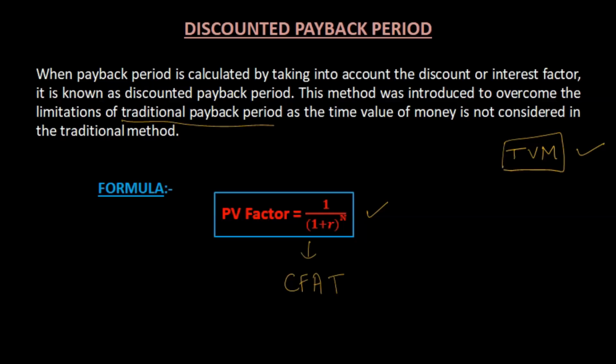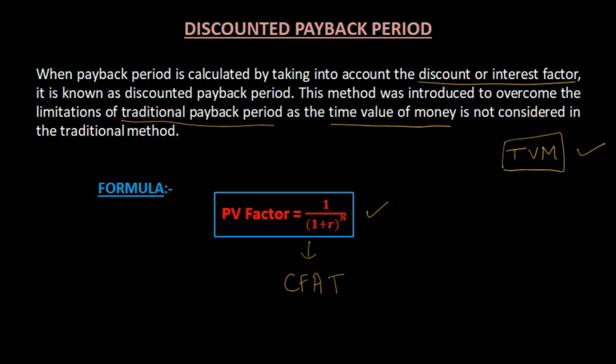So discounted payback period is nothing, just it is when payback period is calculated taking into account the discount or interest factor. We will consider the discount or interest factor, then it is discounted payback period, and it is used to overcome the limitations of traditional payback period. As same thing that I told you, time value of money is not considered in traditional payback, but here in discounted payback we will consider that. So no changes except this, no changes will be there.